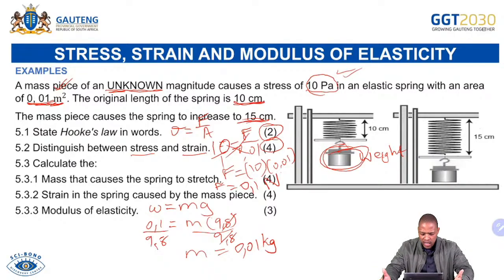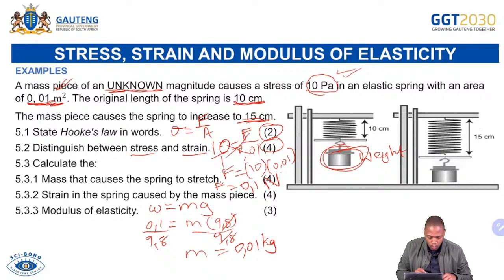Anything that was difficult here? We identified the formula that we need to use, the formula for stress. After identifying that, we substituted, worked out the force, then from the force worked out the mass. And this question that I've just done here is the most difficult question they can ask when it comes to stress. One way you are calculating the mass. Anything from here is just simple. You are dealing with the formula for stress only. All right. Next question, calculate the strain in the spring caused by the mass piece.